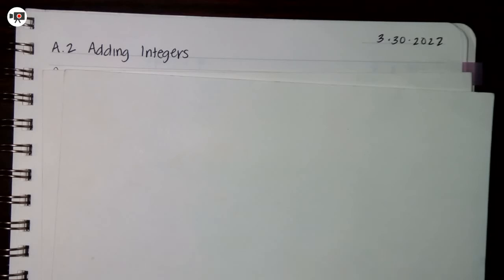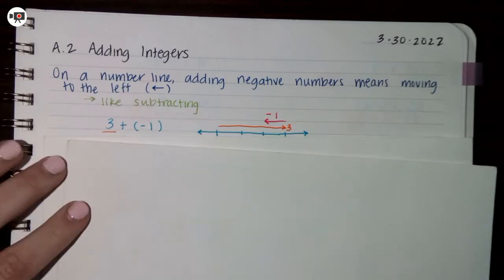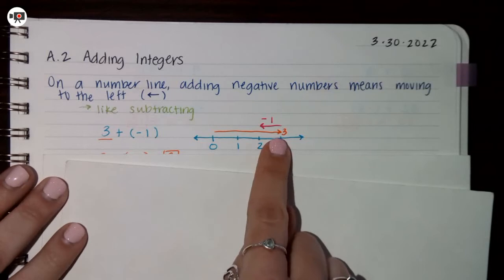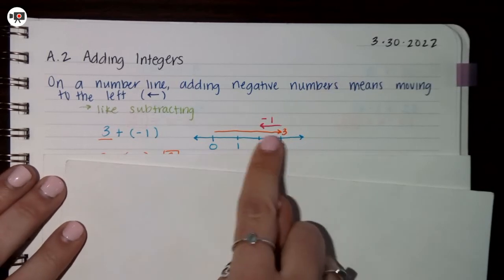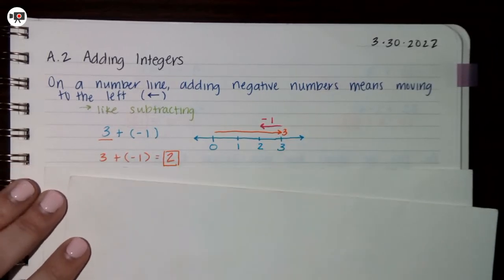This is A.2 Adding Integers. On a number line, adding negative numbers means moving to the left. It is like you are subtracting. So if I have 3 plus negative 1, I'm going to start at 3, and then the negative means you move left. So moving left 1 means my answer is 2.